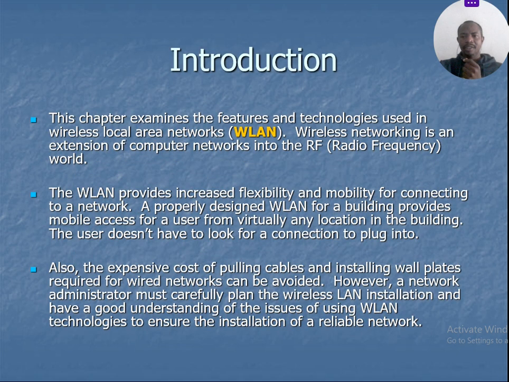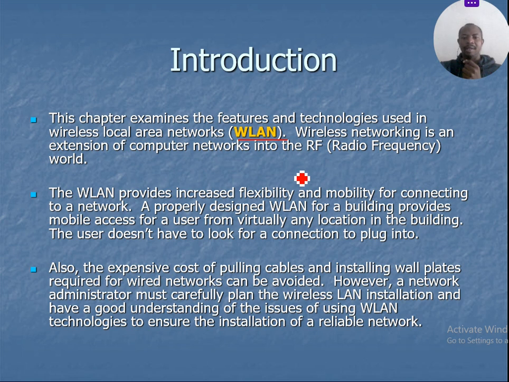The first part, which is the introductory part, examines the features and the technology that is used with wireless local area networks, WLAN. You know, wireless local area network is called the WLAN. So we're going to examine the features and the technology that is used with the WLAN. Wireless networking is an extension of computer networks into the RF, the radio frequency world. We're going to talk about radio frequency extensively in later chapters.